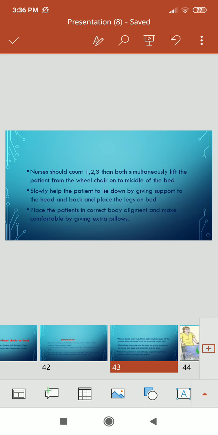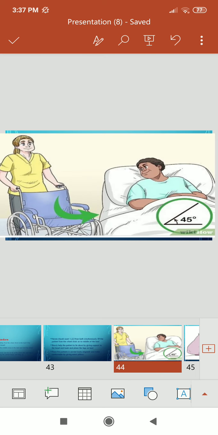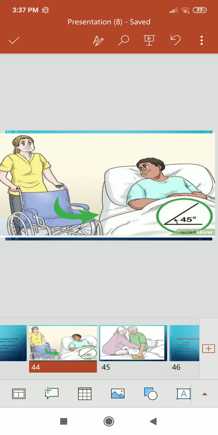Nurses should count 1 to 3, then both simultaneously lift the patient from the wheelchair onto the middle of the bed. Slowly help the patient to lie down by giving support to the head and back, and place the legs on the bed. Place the patient in correct body alignment and make the patient comfortable, giving extra pillows. Some figures: transferring a patient from wheelchair to bed. A 45 degree angle is suitable for a patient to transition from wheelchair to bed.